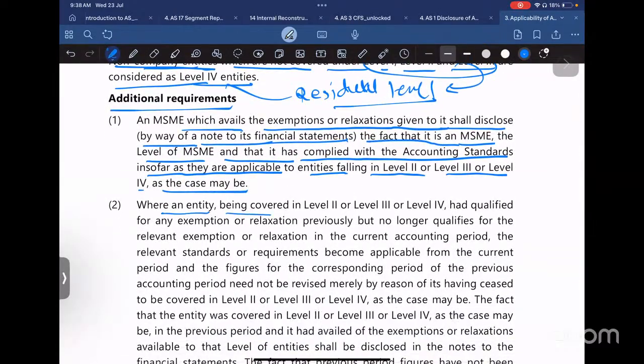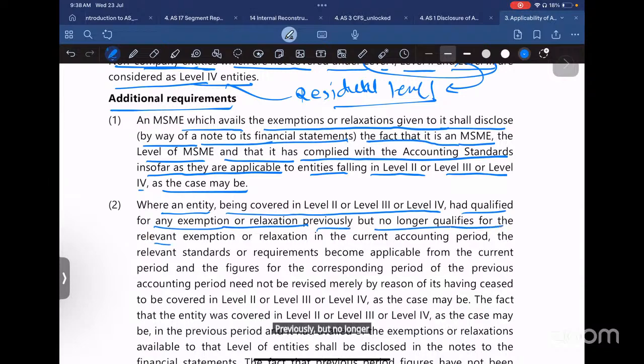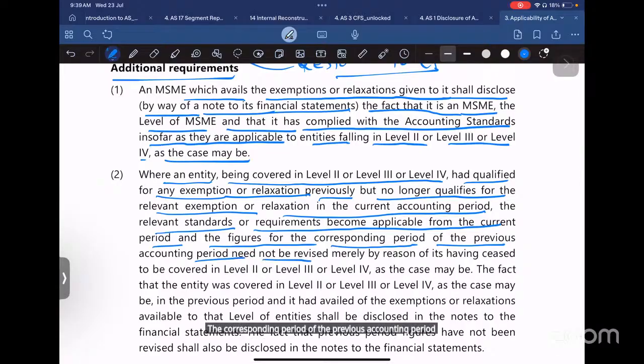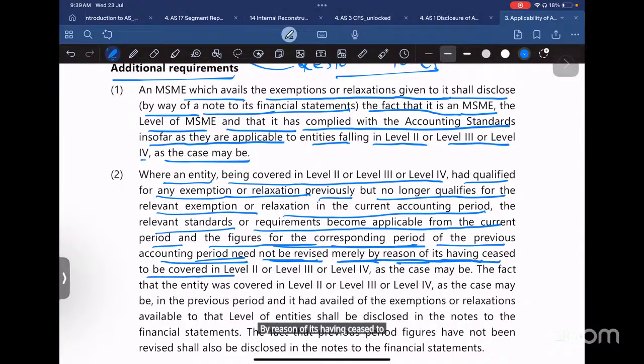Where an entity being covered in level 2, level 3, level 4 had qualified for any exemption or relaxation previously, but no longer qualifies for a relevant exemption or election in the current accounting period, then the relevant standard or requirement becomes applicable from the current period, and the figures for the corresponding period of the previous accounting period need not be revised merely by reason of its having ceased to be covered in level 2 or level 3 or level 4 as the case may be.